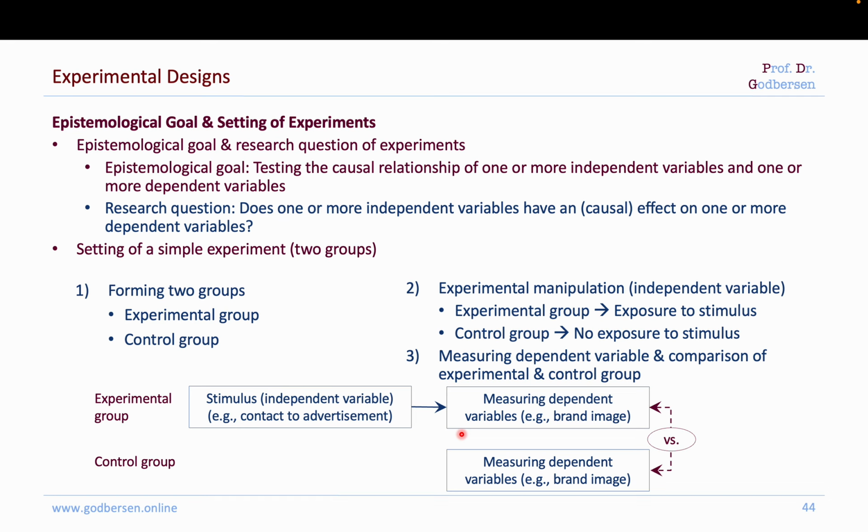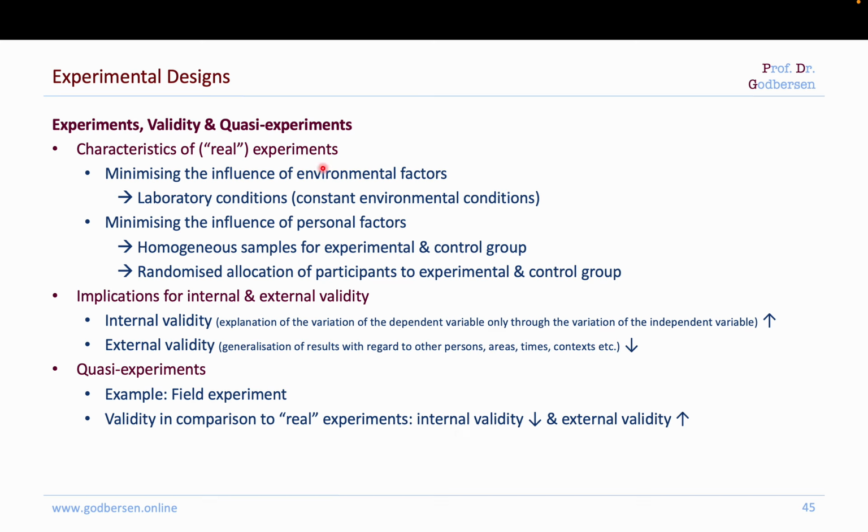Now I'd like to go into a bit more detail. What is actually a real experiment? So the purest form of an experiment. And with an experiment, you have two objectives. You want to minimize the influence of environmental factors, and you want to minimize the influence of personal factors. Again, think back to the objective of experiments: we want to find out if an independent variable, a stimulus, has an effect on a dependent variable.